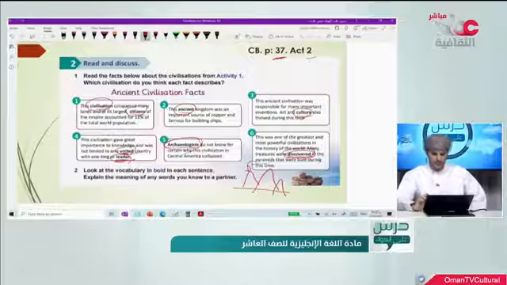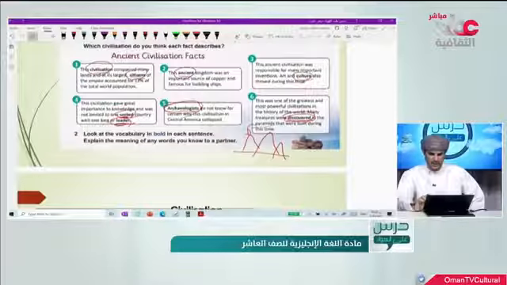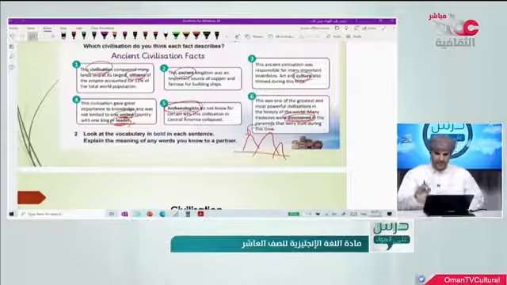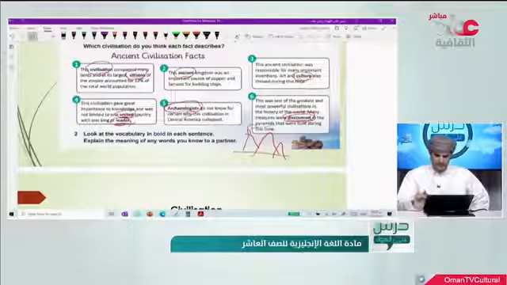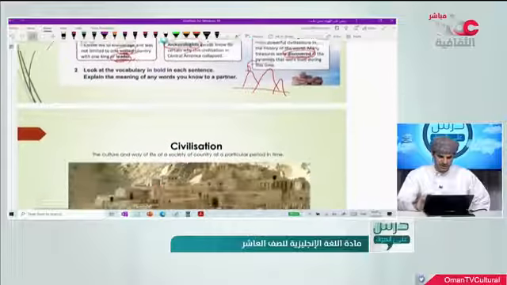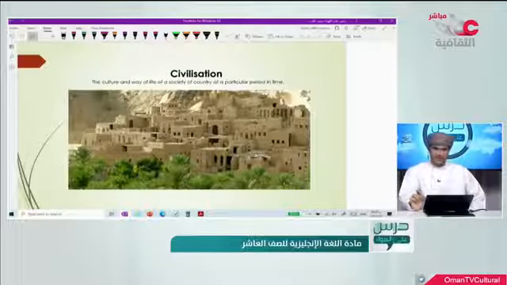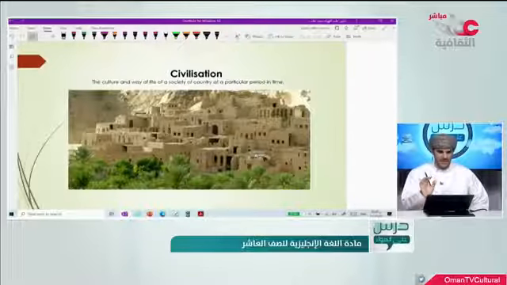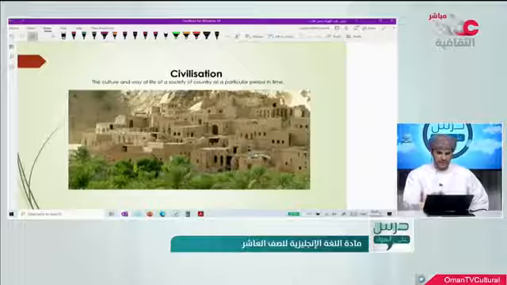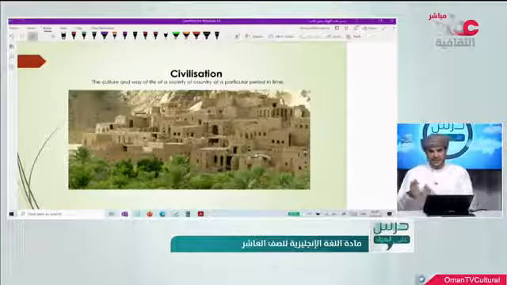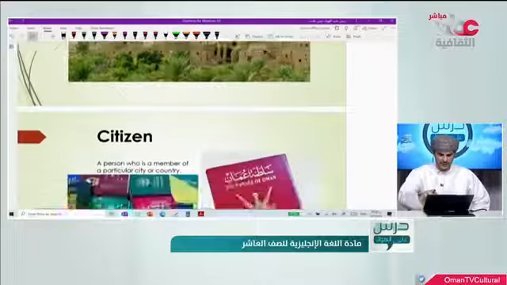Now, look at these vocabs. The meanings of these vocabs are important for you in this unit, and for you also to answer some activities later on. Let's start with civilization. So civilization is the culture and way of life of a society or country at a particular period in time. We call it hadara in Arabic.